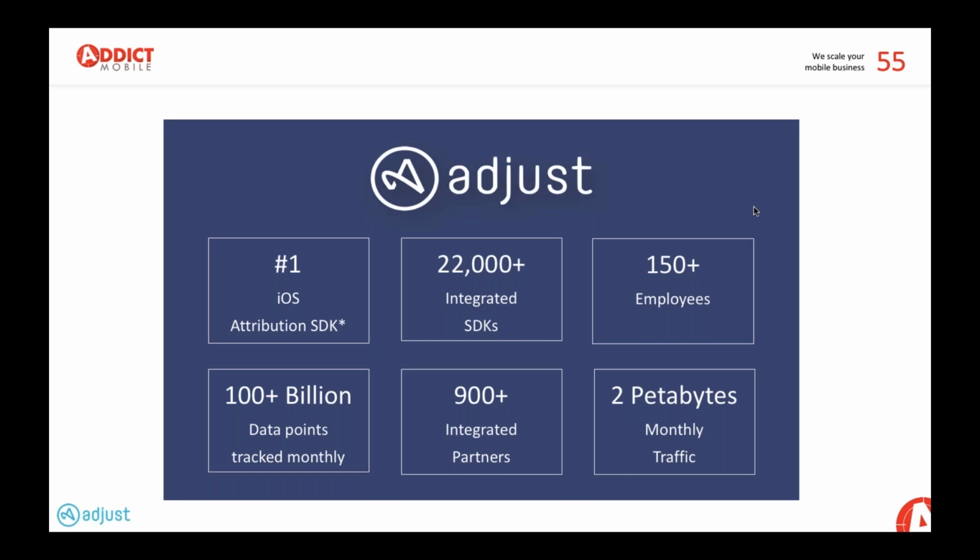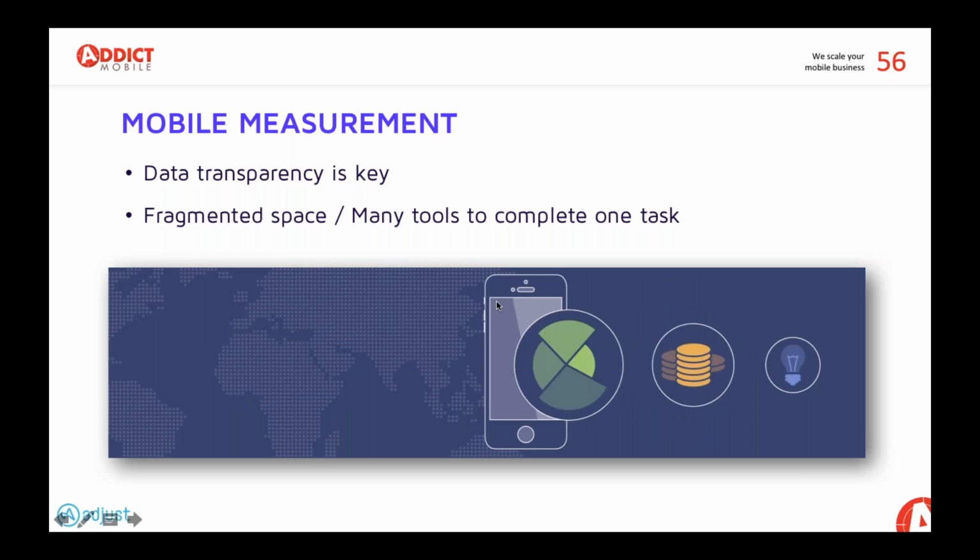For 2012, Ttest decided to focus on some of the biggest issues one could face in the mobile measurement challenges. First of all, data transparency is key.